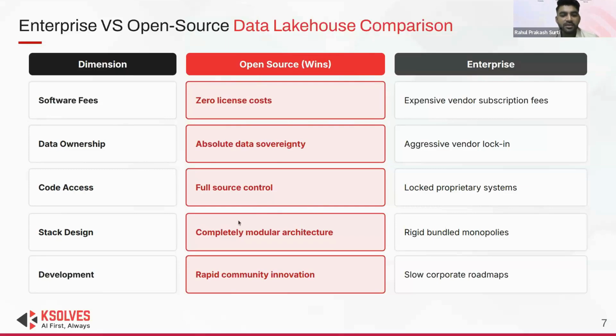Also, apart from that, we have this stack design in which, suppose you're using Apache Iceberg, you are using Trino for query, you are using MinIO for the storage. Maybe tomorrow any new tool comes in, you just swap that one piece of the tool. You don't have to stick to that one tool. And in enterprise, they will force you to buy all of their tools, even if you don't want all of them. They will force you to buy the database tool, the dashboard, a monitoring tool, a security tool. All those tools you will have to buy.